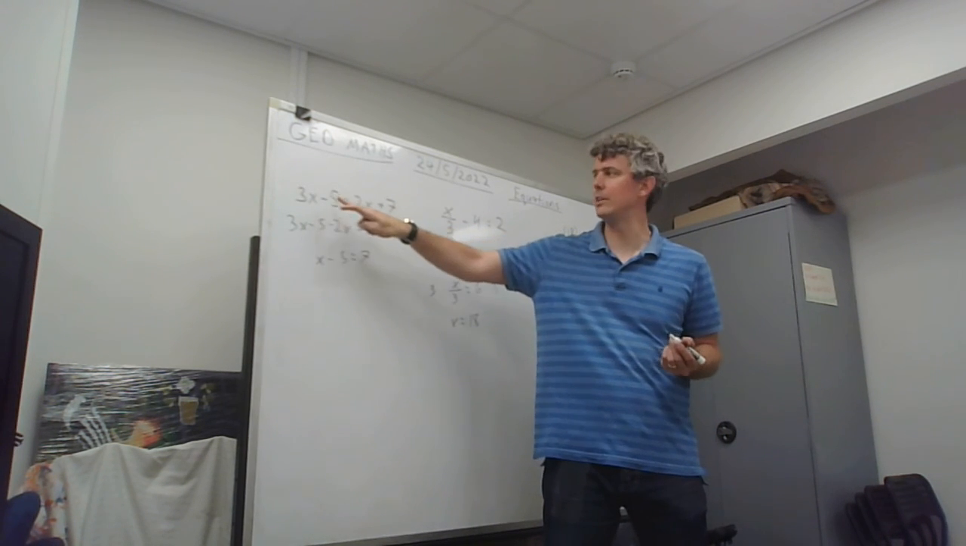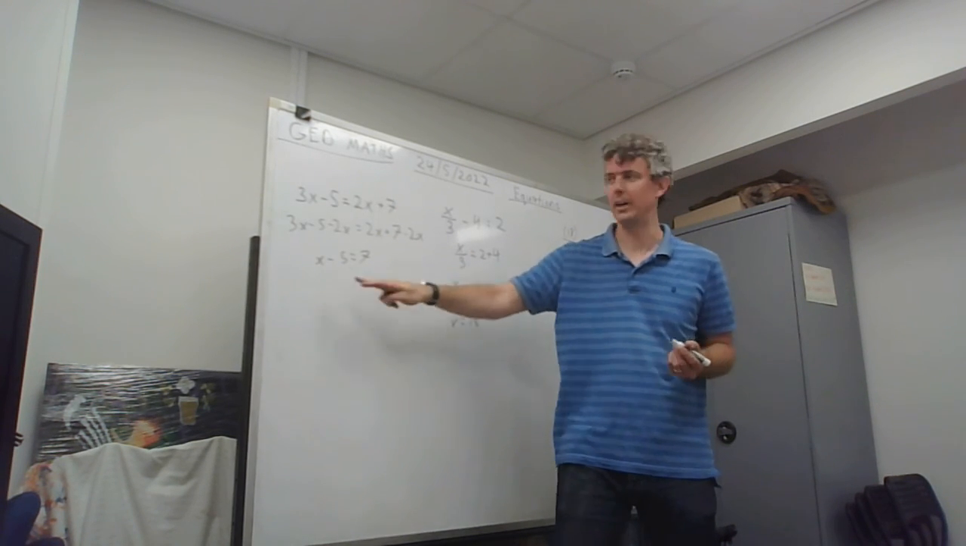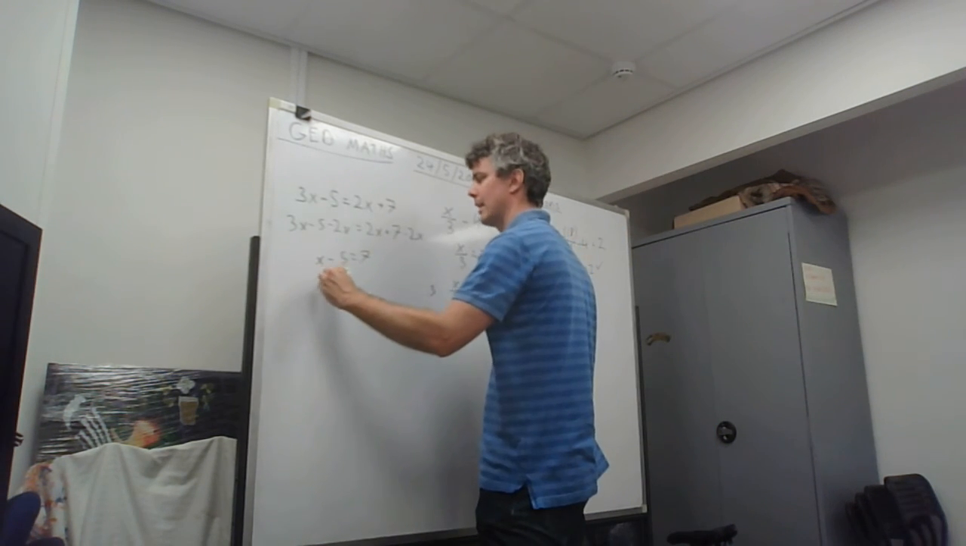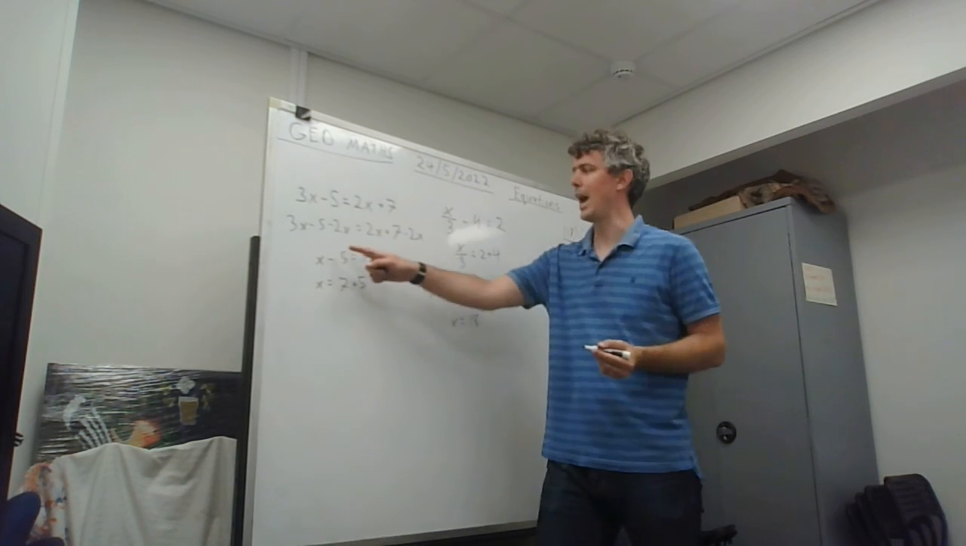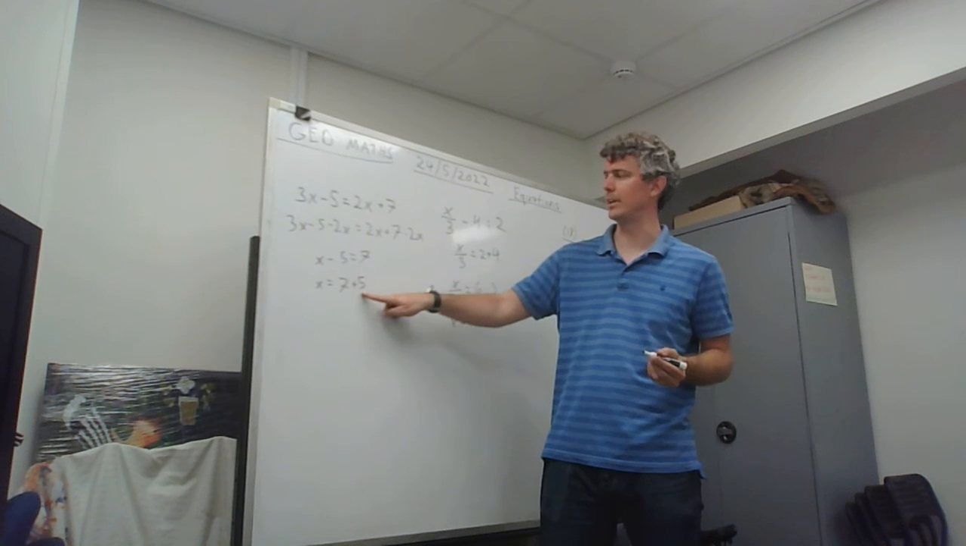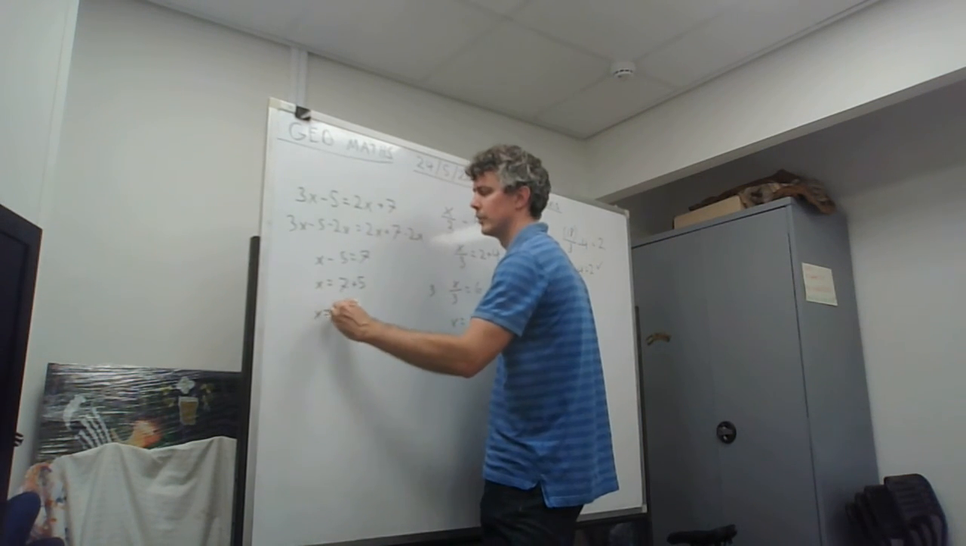Now I need to move this 5 to this side. So to get rid of this 5, I add. So it becomes x equals 7 plus 5. And I add 5 here, gets rid of it, and I add 5 here. So then x equals 12.